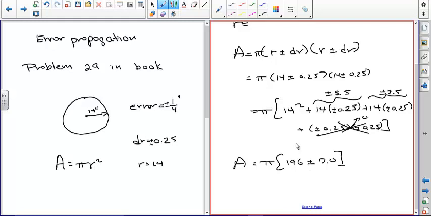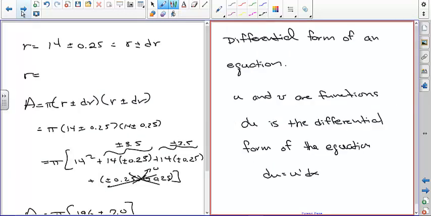So that's sort of a stretch as far as differentials are concerned, so I'm just pointing that out.